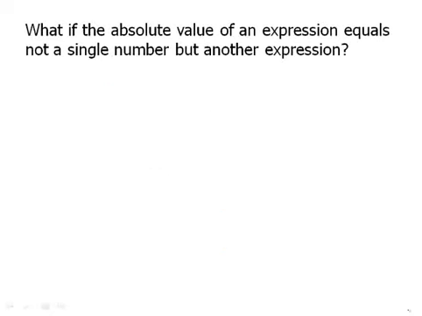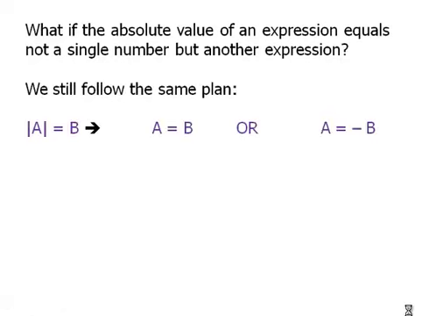What if the absolute value of an expression equals not a single number, but another expression? So now we're actually getting into the territory that the test would actually ask us. We'll still follow the same plan. So absolute value of anything equals something else. It means that that thing inside the absolute value, A, equals either positive b or negative b. So it equals either the expression on the other side or the expression on the other side with a negative sign in front of it.